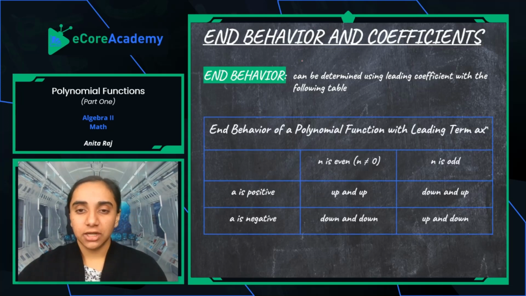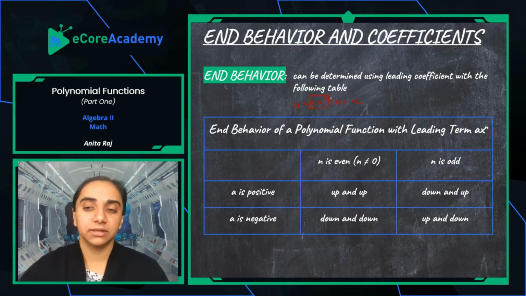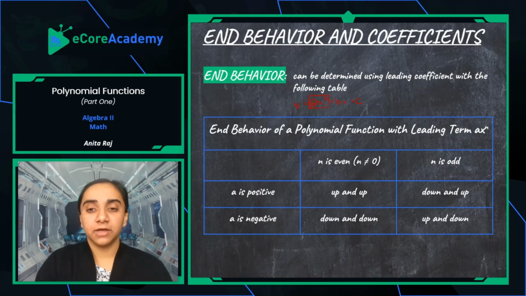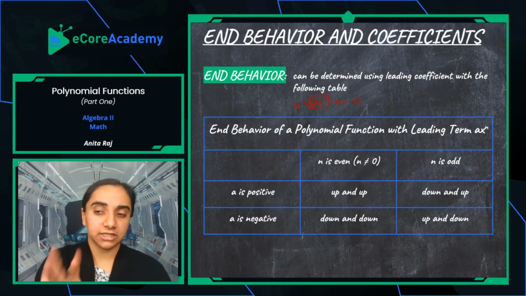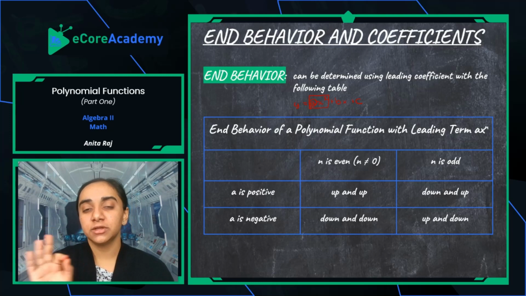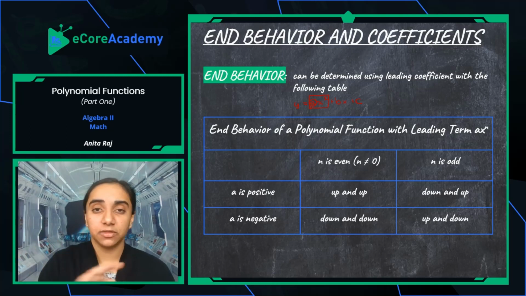So the leading coefficient, I'm just going to write polynomial standard form: ax squared plus bx plus c. This x squared right here, because it has the highest degree, is going to be your leading term. It's going to be the first term. So that's what we mean by leading term. If we're talking about leading coefficient, we mean a. So we're going to look at how we determine end behavior of a polynomial function with leading term ax to the power of n. a is your coefficient, x is your variable, n is your degree. We're going to assume this is the term with the highest exponent in the whole polynomial.